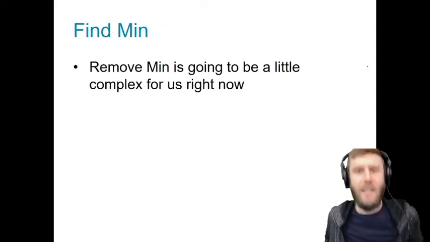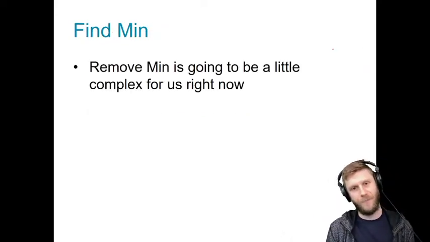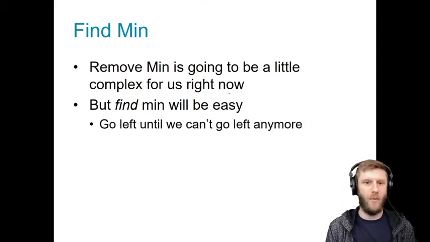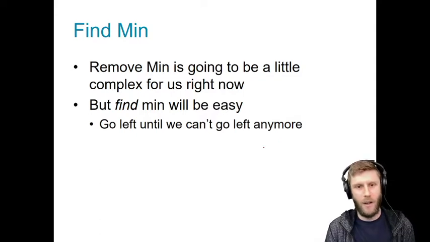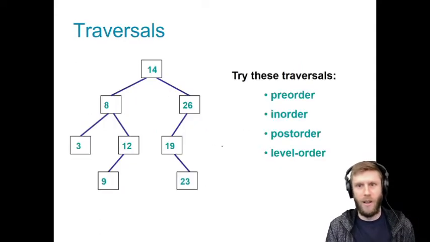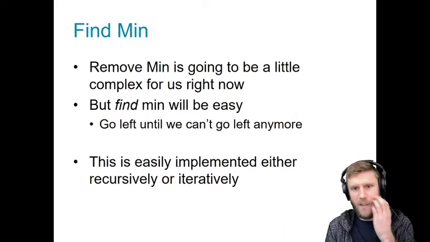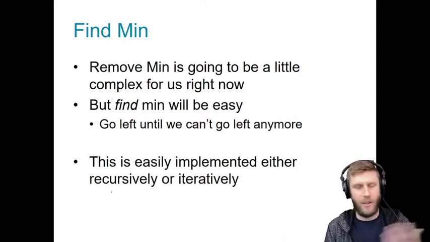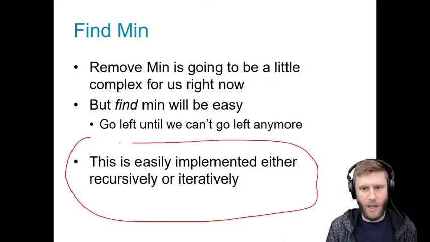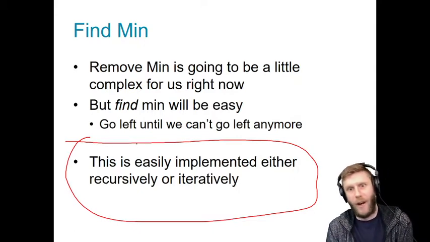Find min, that's easy. Just keep going to the left. Find min will be easy. Go to the left until we can't go left anymore. There, we found the smallest number. What about find max? This is easy, implemented recursively or iteratively. So just keep going to the left until you can't go left anymore. That's the smallest number. Find max, go to the right.